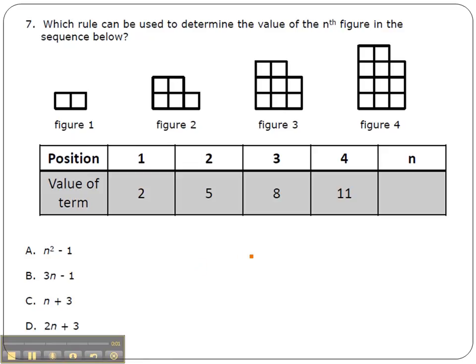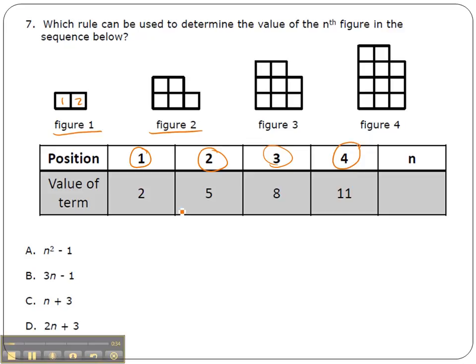Problem 7 asks, which rule can be used to determine the value of the nth figure in the sequence below? So we know the value for figure 1, the position in the sequence is n equals 1. We know the value is 2 because there are 2 squares. Position 2 in the sequence corresponds to figure 2, and there are 5 squares. Position 3 corresponds to figure 3, and there are 8 squares. And then position 4 corresponds to figure 4, and there are 11 squares.